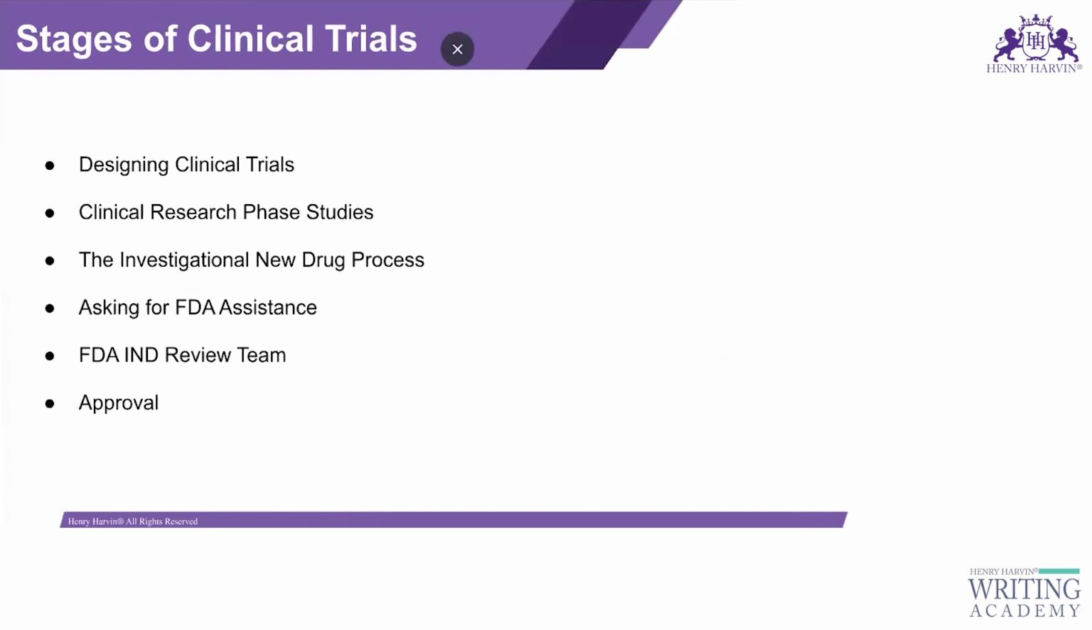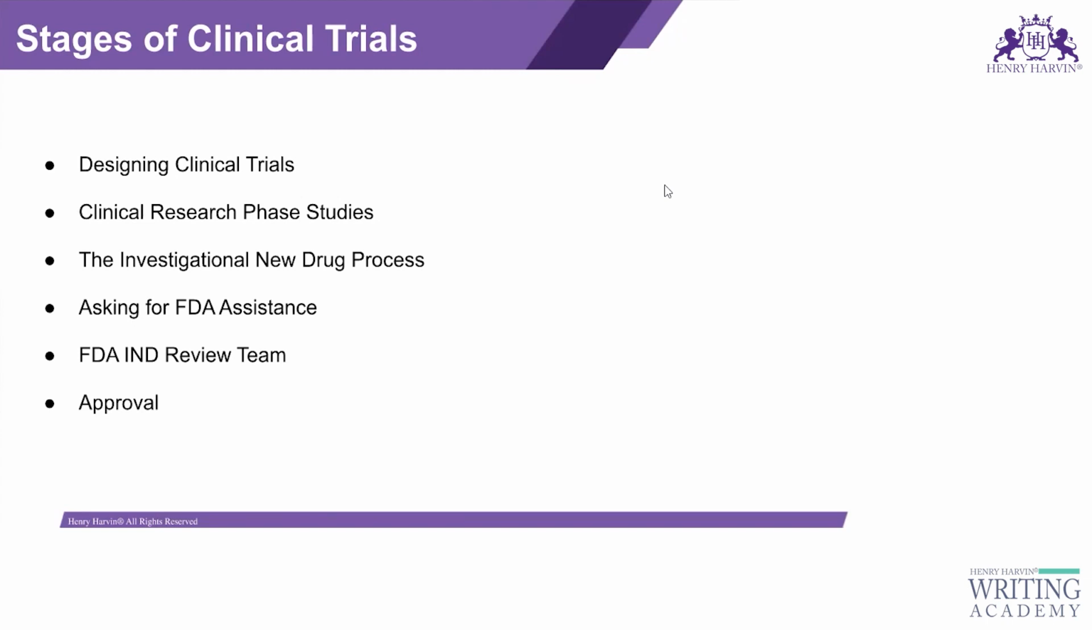Stages of clinical trials. First is designing the clinical trial. The sponsor has to design how the clinical trial will be conducted: what the procedures will be, what the inclusion and exclusion criteria for the participants are, what the study design is, and how the statistical analysis will be conducted. All this is decided, and then the clinical study is designed.